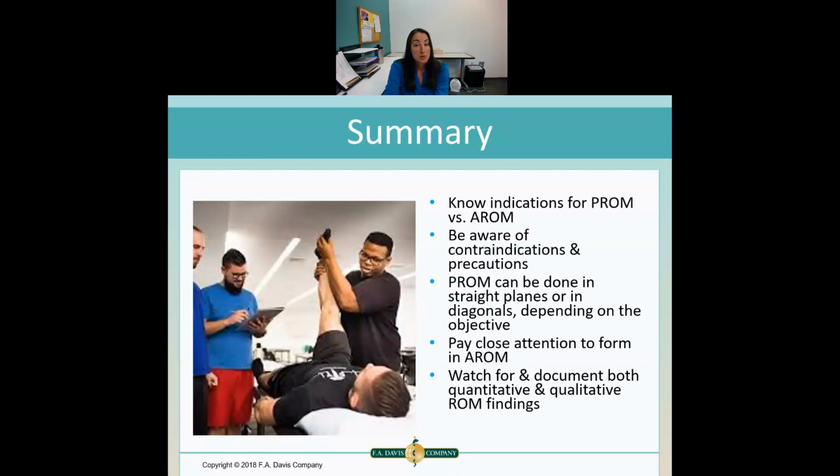Pay attention to their form, especially with active range of motion. Try and limit compensatory movements as much as possible and get as normalized movement as possible. And then watch out and document how many reps they can do, what the quality of movement is, the degrees that they reached, all of the findings for the range of motion.